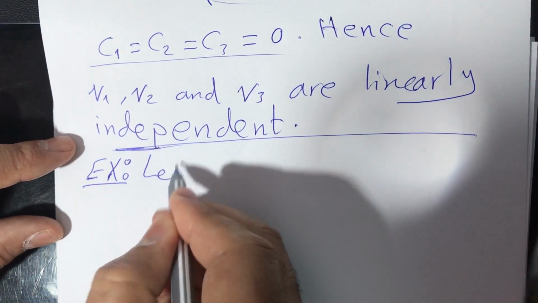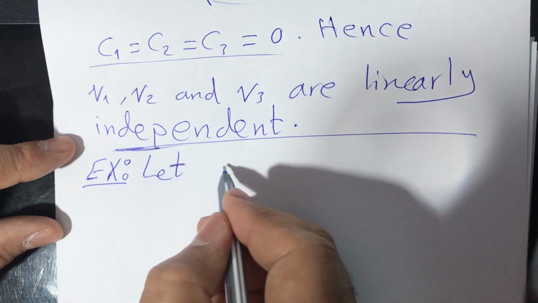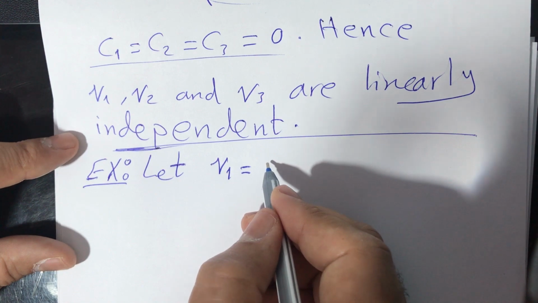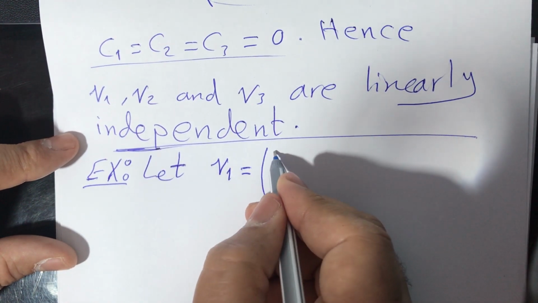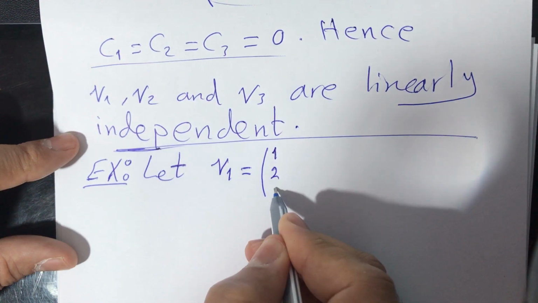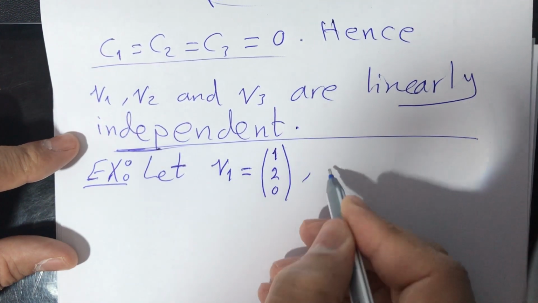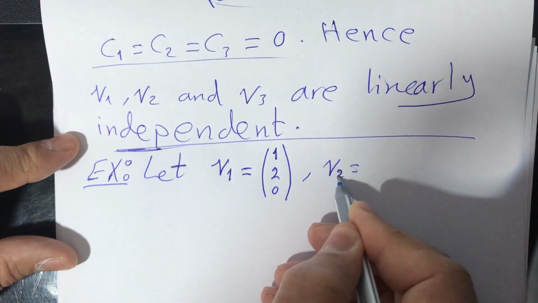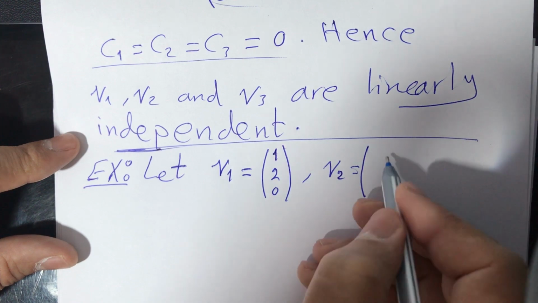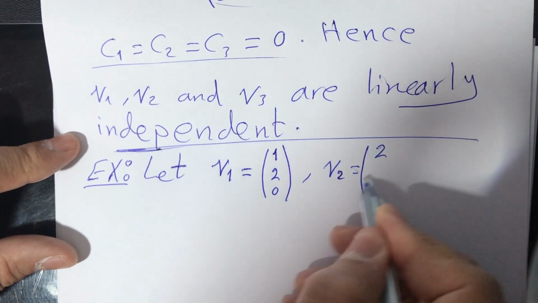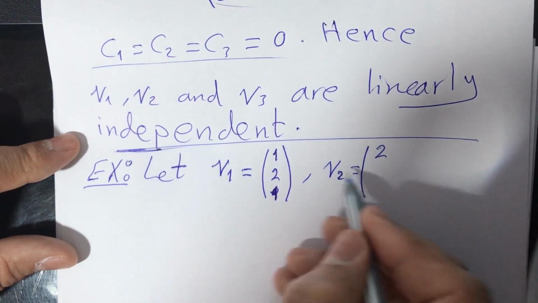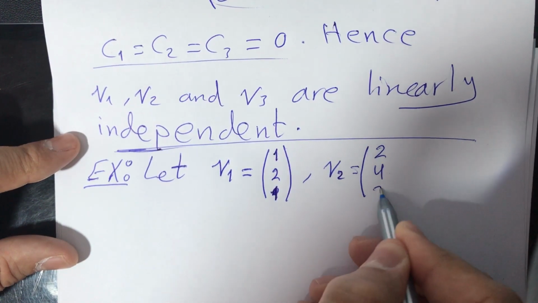Example 3, let V1 is equal to 1, 2, 0. V2 is equal to 2. Okay, make this one better. Make this one 2, 4, 2.